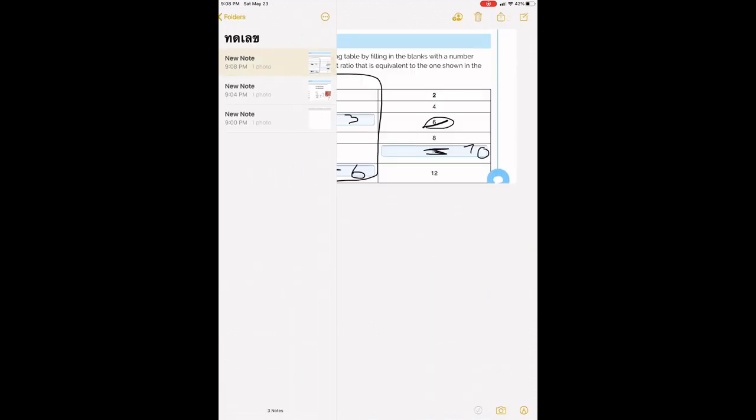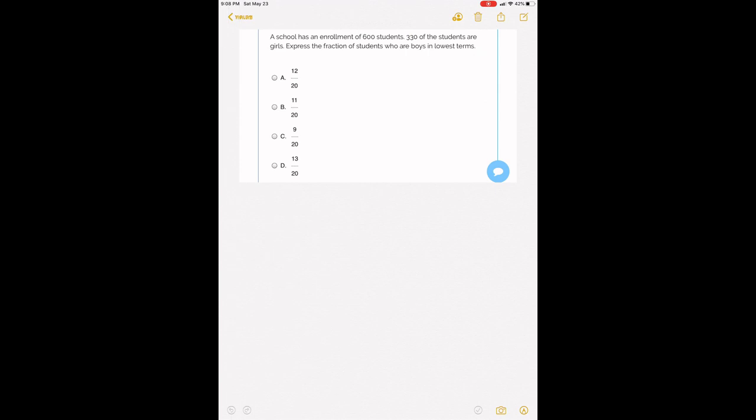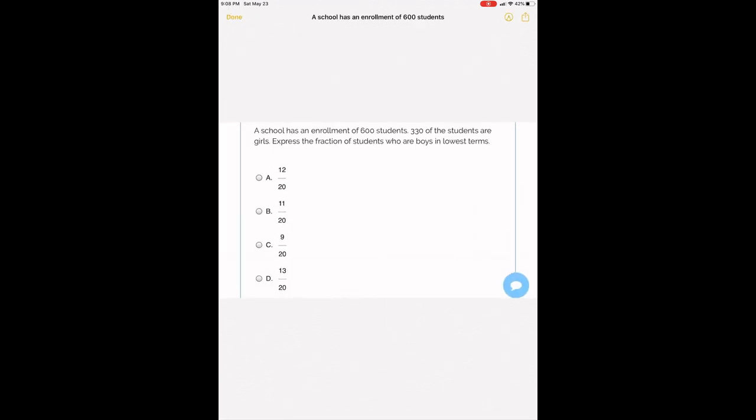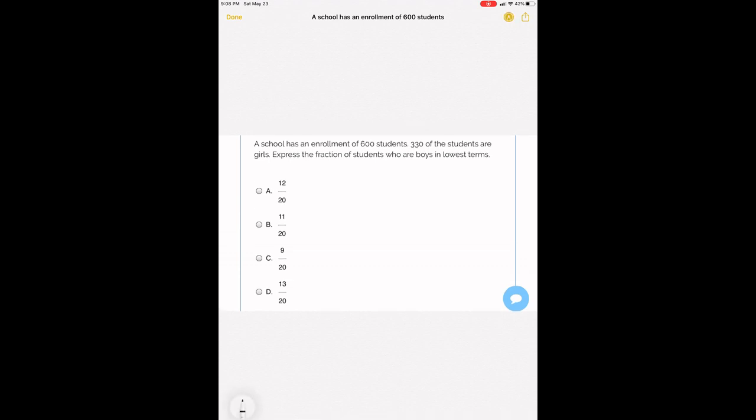Let's move into question 3, the question for today. Okay guys, a school has an enrollment of 600 students, and 330 of those students are girls. Express the fraction of students who are boys in lowest terms. Okay guys, so we can see that it's telling us that this school has only 600 students, over here, 600 students. And then it's telling us the other information, that 330 of them are girls, okay?